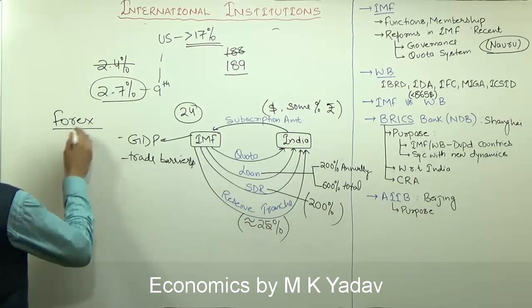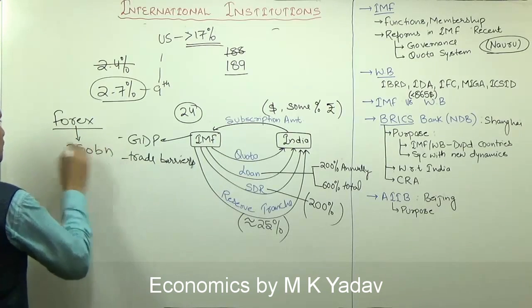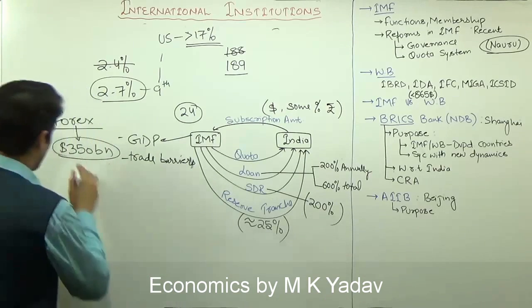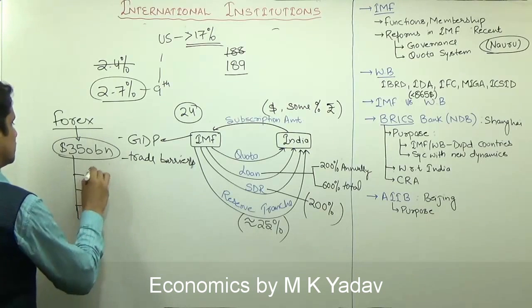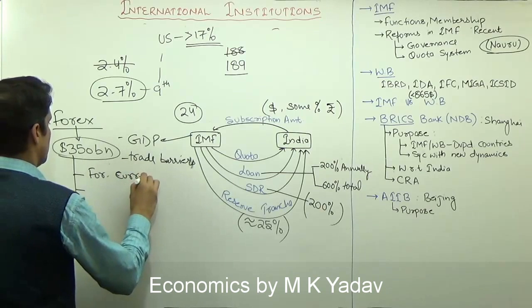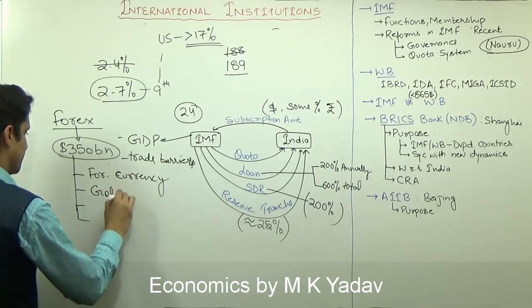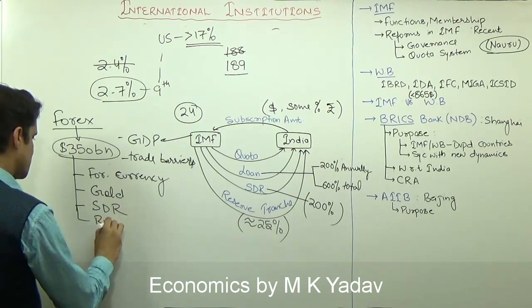Then we have forex. When I say the forex of India is $350 billion, what exactly does this forex mean? This forex means these four things: the foreign exchange, the foreign currency, then gold, then SDR, and this reserve tranche.